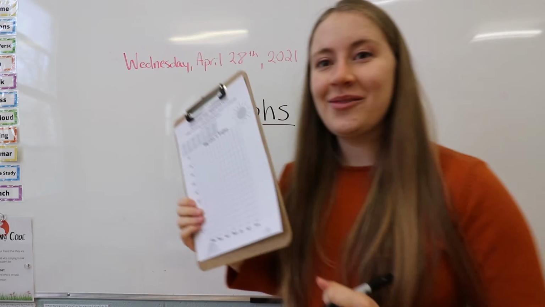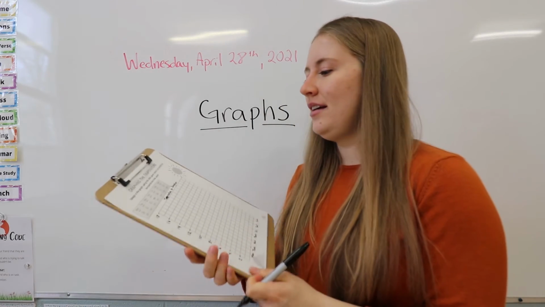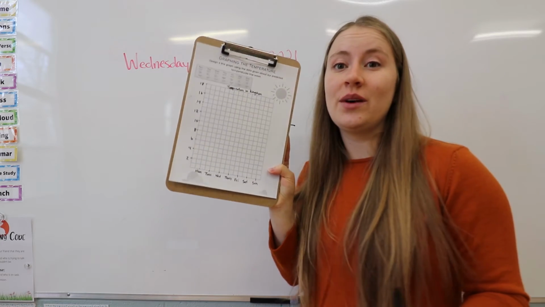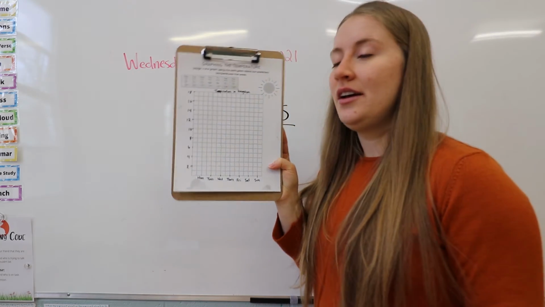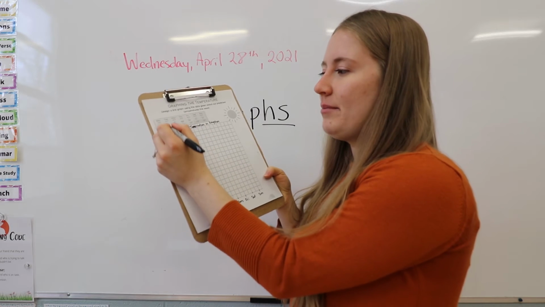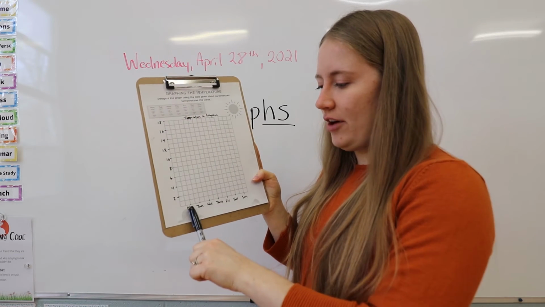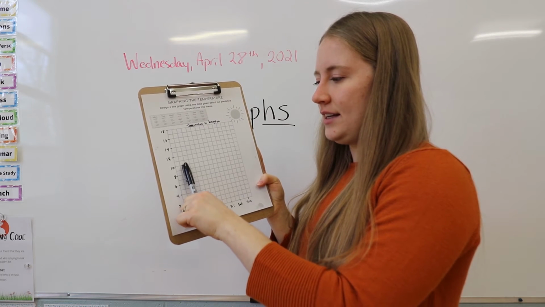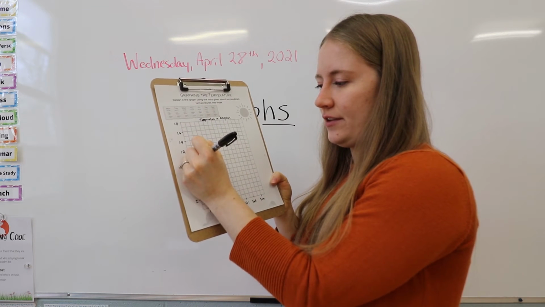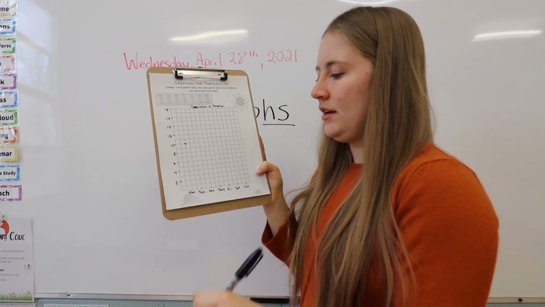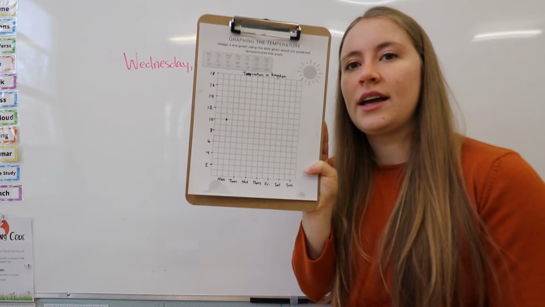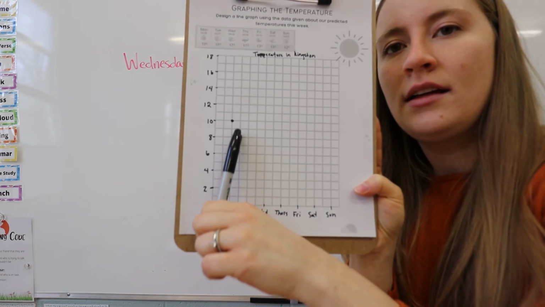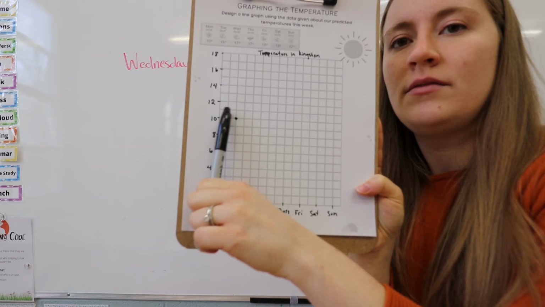Now we have to fill in the information. I'm going to just show you the first 2, and then I want you to try to do this on your own. We'll start with Monday. Monday has us at 10 degrees. So we're going to follow the Monday line up until we get to 10 degrees. That's where our first dot is going to be. Again, make sure you're following the correct day to the correct temperature value.